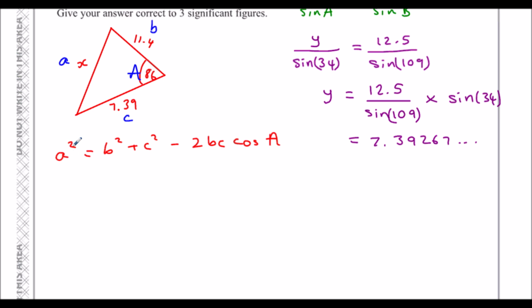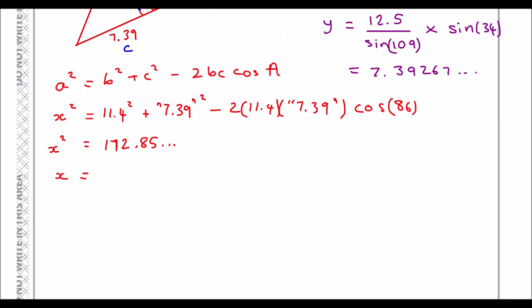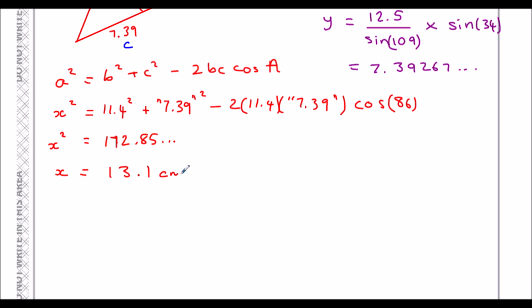So if we substitute into here, we've got x squared equals 11.4 squared plus my 7.39 squared minus 2 times 11.4 times my 7.39, which I've got in the calculator, cos 86. So I'm going to type this whole side into the calculator in one go, and that will tell me what x squared is. So I get 172.85, and so on, and I'm going to square root that, so x is, to three significant figures, 13.1 centimeters.